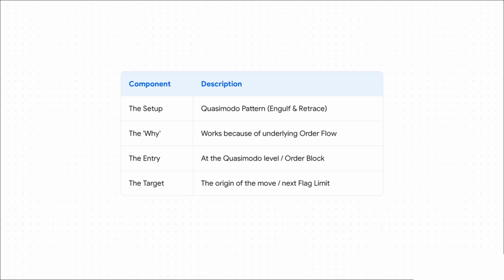And having this map helps us understand why certain classic chart patterns work. Take the Quasimodo pattern, for example. The sources are really clear on this. The pattern itself isn't magic. It works because that Quasimodo level very often lines up perfectly with an institutional order block, a flag limit. So your entry is at that level, and your target? It's the opposing flag limit on the other side of your price action zone. The pattern is just what you see. The order flow is what's actually happening.